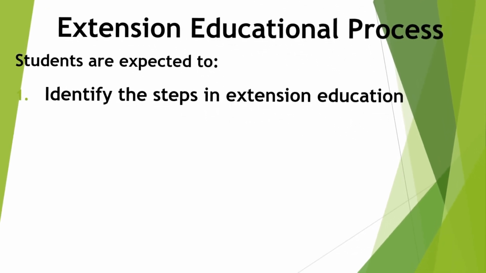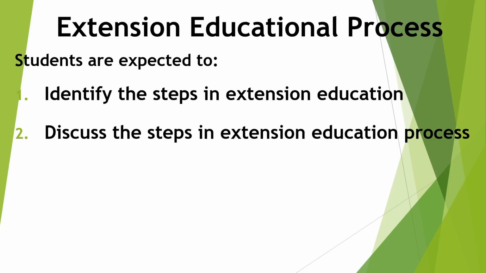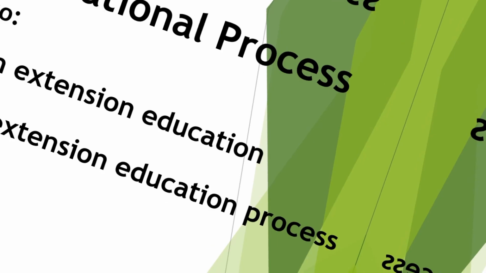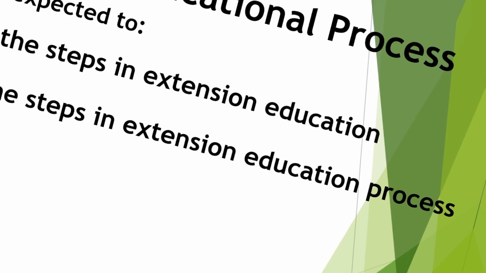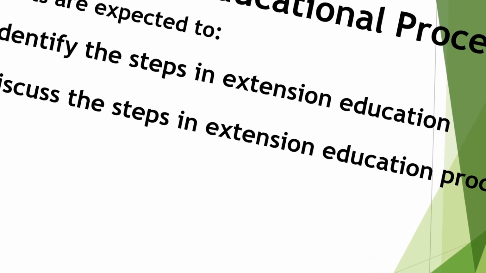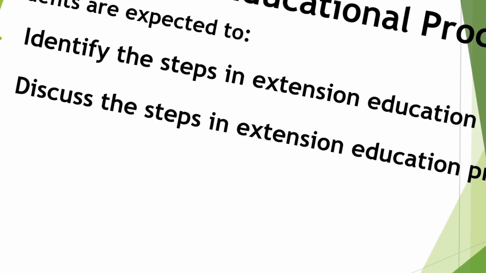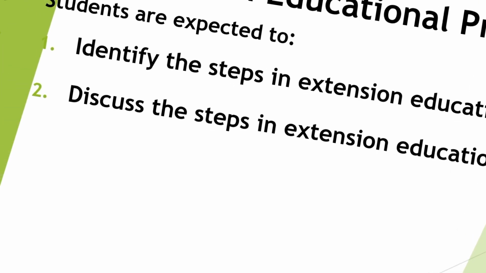And then, having identified those steps, it's also expected that you should be able to discuss the steps in extension education. We know it's one thing to identify things, be able to list things, and then another thing to go beyond listing. So we expect that you advance to that point of discussing apart from identifying the steps. So we would be looking at these steps because an effective extension program usually involves 5 essential and interrelated steps.